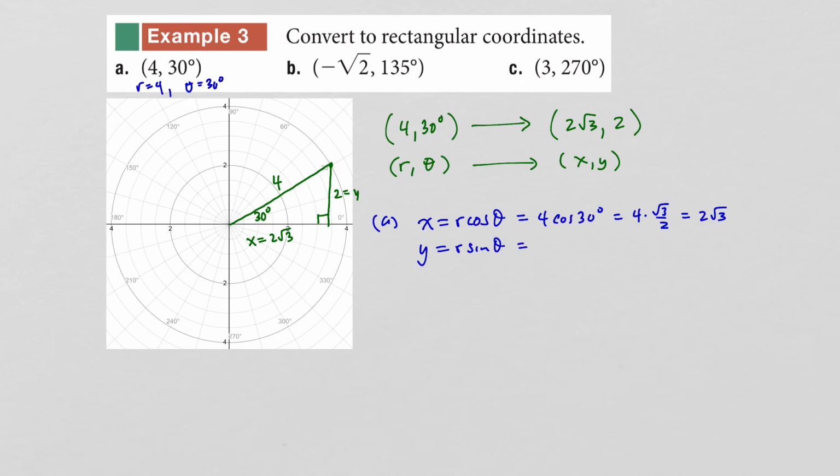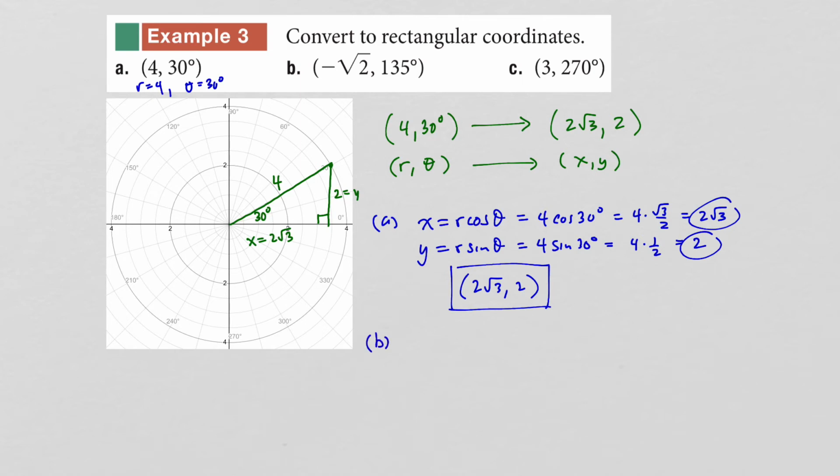And y is r times the sine of theta, so that's 4 times the sine of 30 degrees, which is 4 times 1/2, and 4 times 1/2 is 2. So x is 2 radical 3, and y is 2. And if we write that in an ordered pair, we get this. So the graph here is completely optional. You really don't need it.